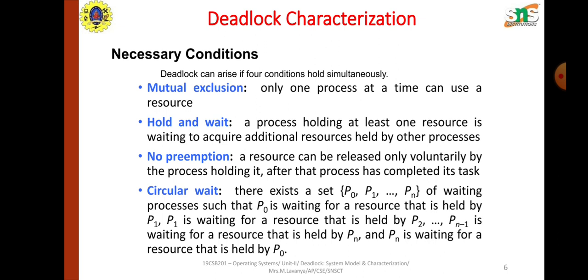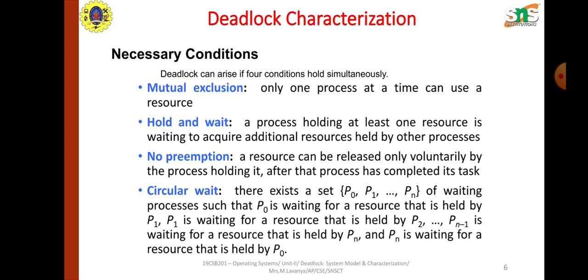The first condition for deadlock is mutual exclusion. That is, only one process at a time can use that resource; this is the meaning of mutual exclusion. Simultaneous access of that resource by more than one process is not allowed. If the same resource is requested by more than one process, obviously only one process will get allocated that resource. The other processes which request that resource will be in a state of starvation or waiting. This is known as a deadlock state.